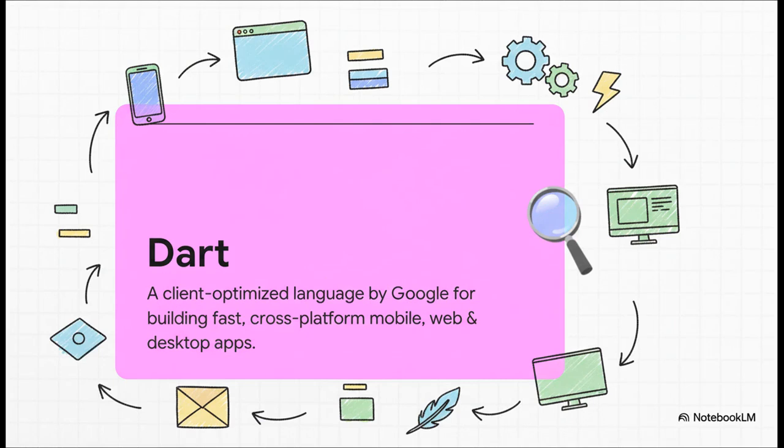And the language that actually makes all of this Flutter magic happen? That's Dart. Dart is specifically designed, optimized for building the client side of apps. That's everything the user actually sees and interacts with. And the way it's designed, well, it's what makes the whole development process so incredibly fast and efficient.